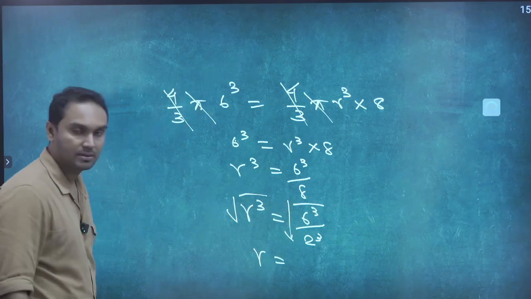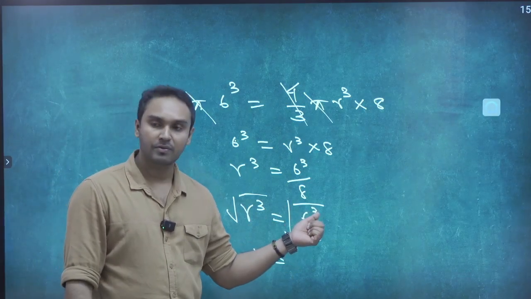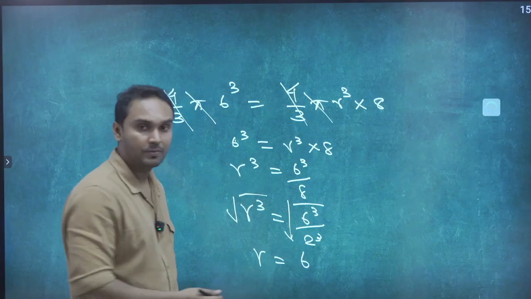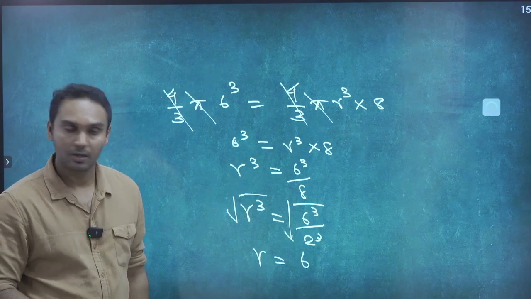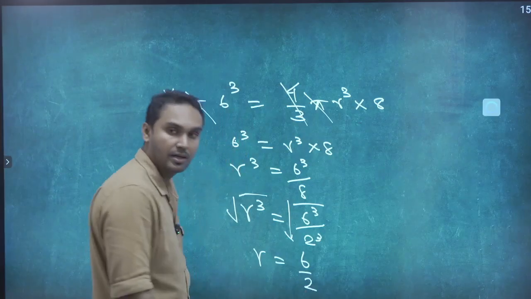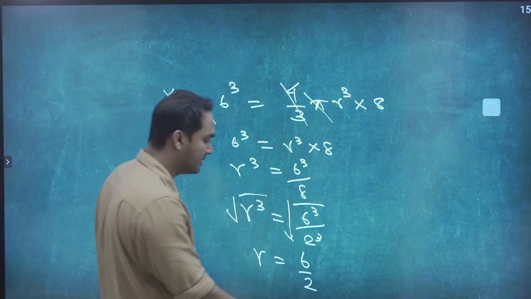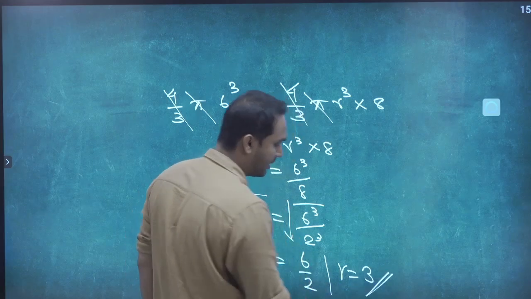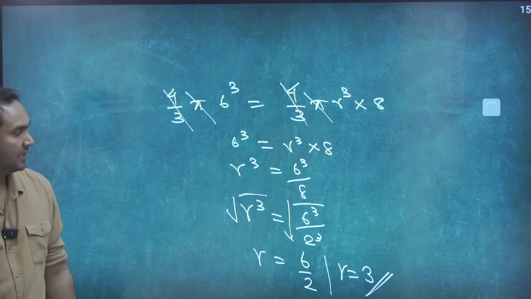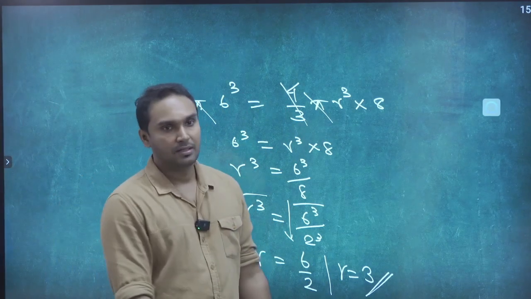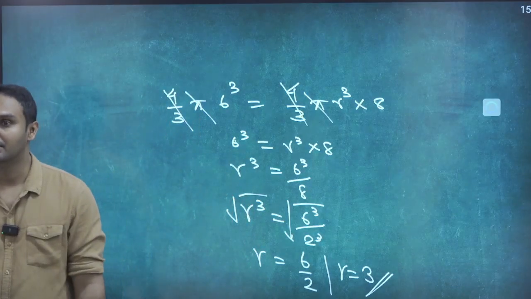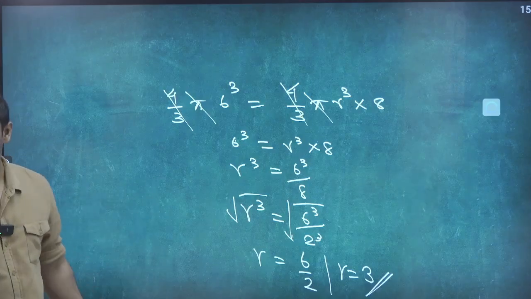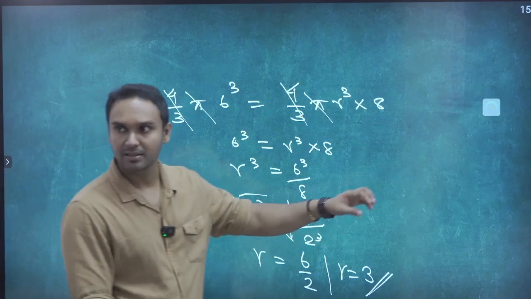And what about the other values? The cube root of 6³ will be 6, and the cube root of 2³ will be 2. So the final answer will be r equals 3. Right? r equals 3. So you found the radius. Take a quick note. You got the same answer.